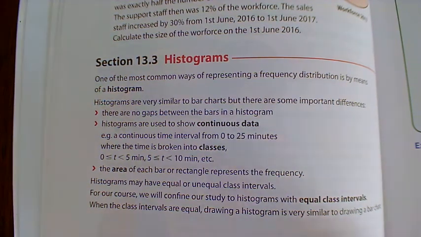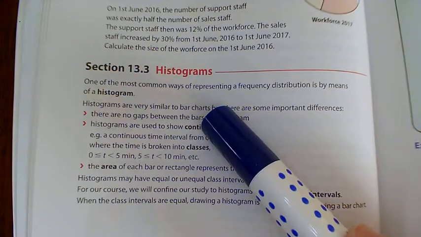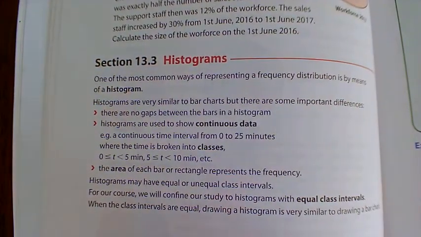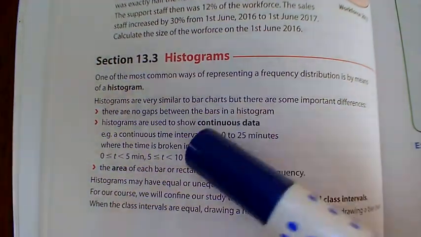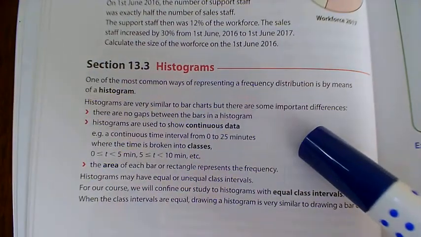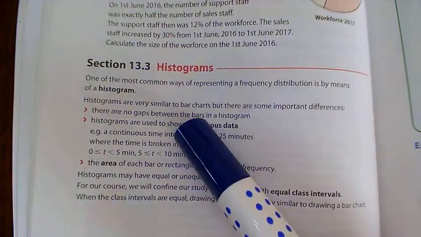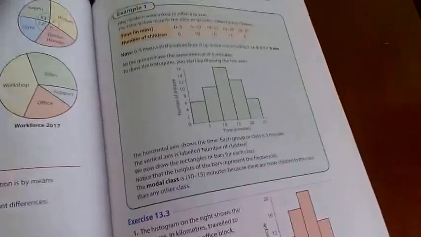Histograms. So this is 13.3. One of the most common ways of representing a frequency distribution is by means of a histogram. A histogram is very similar to a bar chart, but there are some important differences. There are no gaps between the bars, so you can see over here, no gaps.